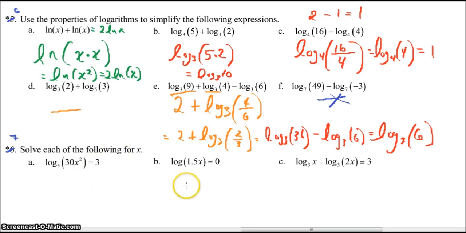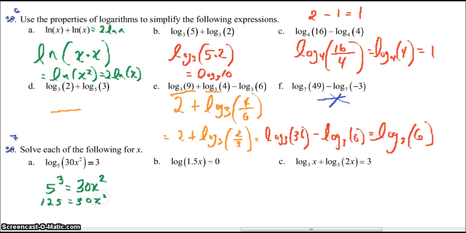Solve each of the following for x. I don't even have an equation here. Okay, now I've got one. If we want to solve this for x, let's just convert it to exponential form, because this means that 5 cubed is 30x squared. Now 5 cubed is 125 equals 30x squared.